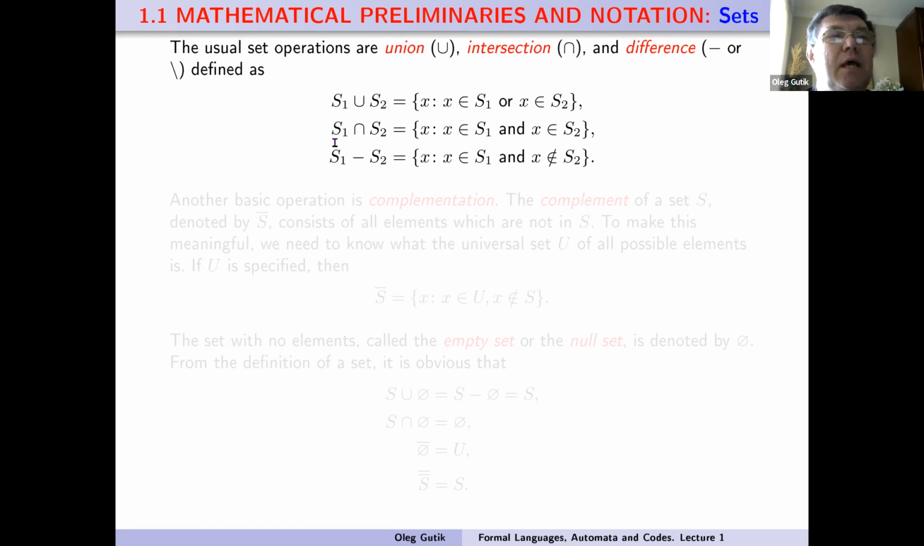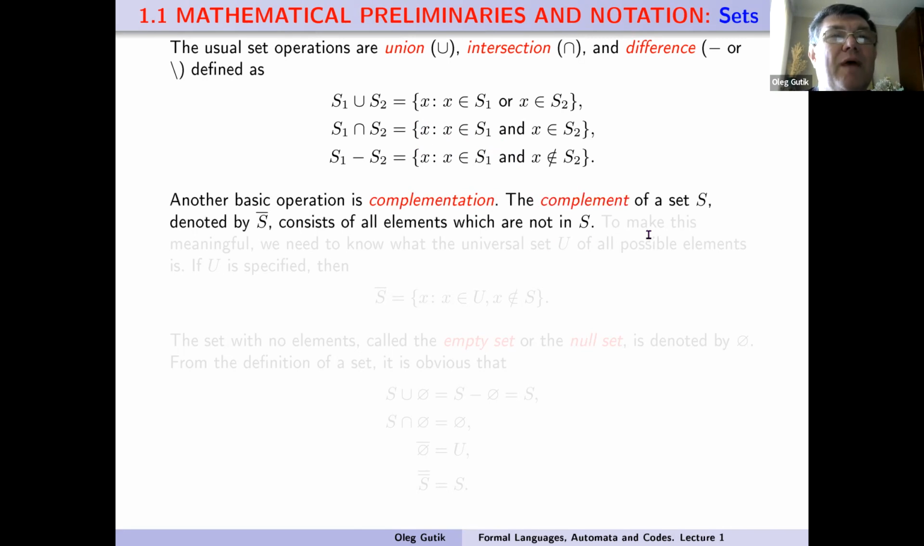The intersection of S1 and S2 consists of such elements x that x belongs to S1 and x belongs to S2. The difference of S1 and S2 consists of such elements x such that x belongs to S1 and x is not an element of S2. Another basic operation is complementation.